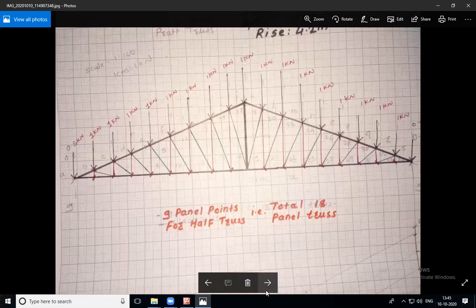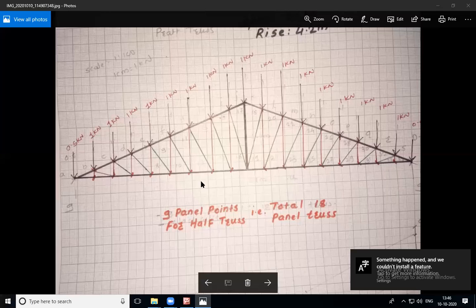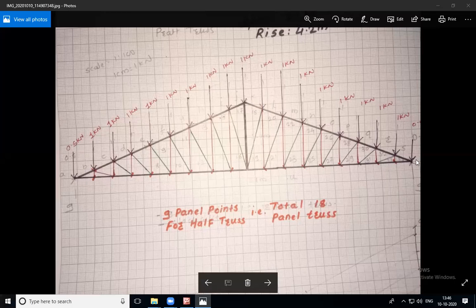After showing the loads, our truss will somewhat look like this. Each and every junction is loaded with 1 kilonewton load, and at the extreme ends the loads are 0.5 kilonewton and 0.5 kilonewton. Now if you consider this truss, count the total number of vertical loads. This is a symmetrical truss. That means we can easily say that half load will be transferred at this end and half load will be transferred at this end.